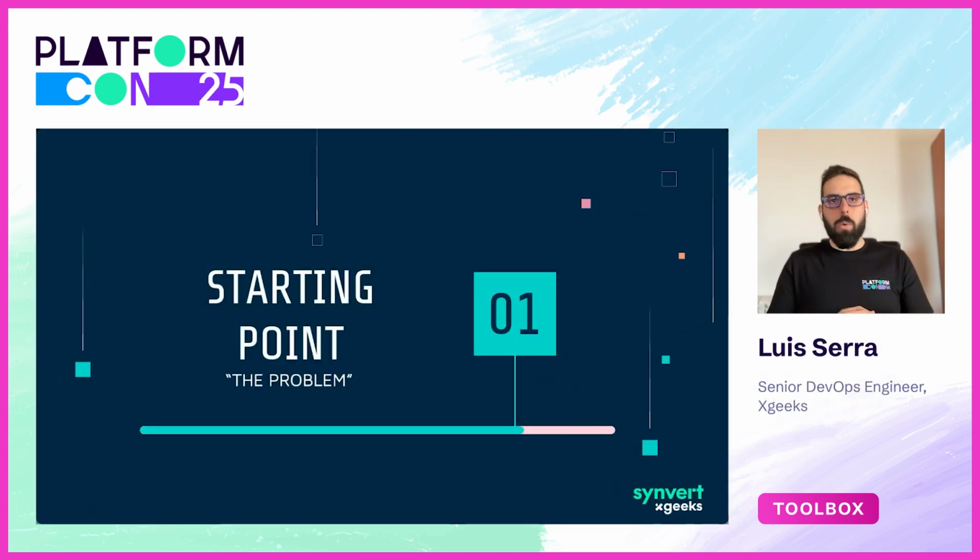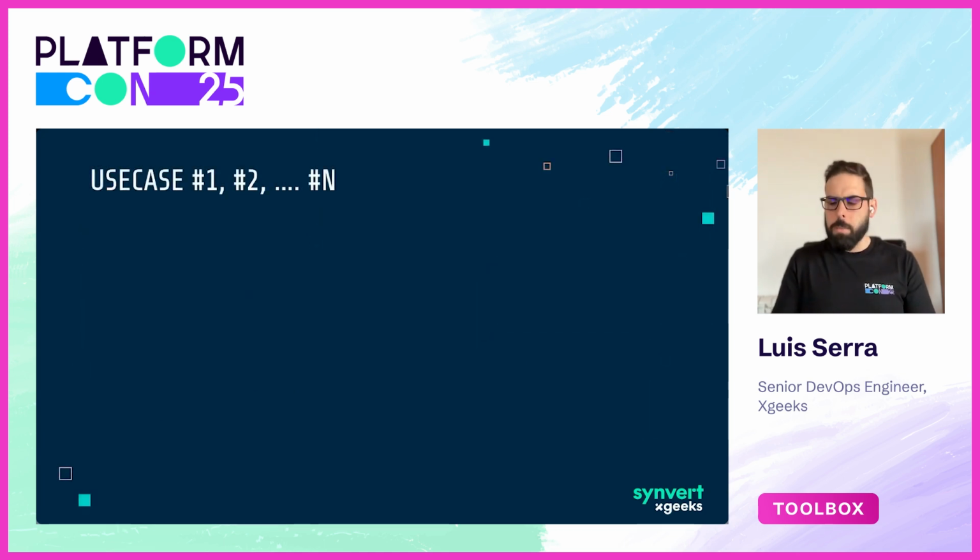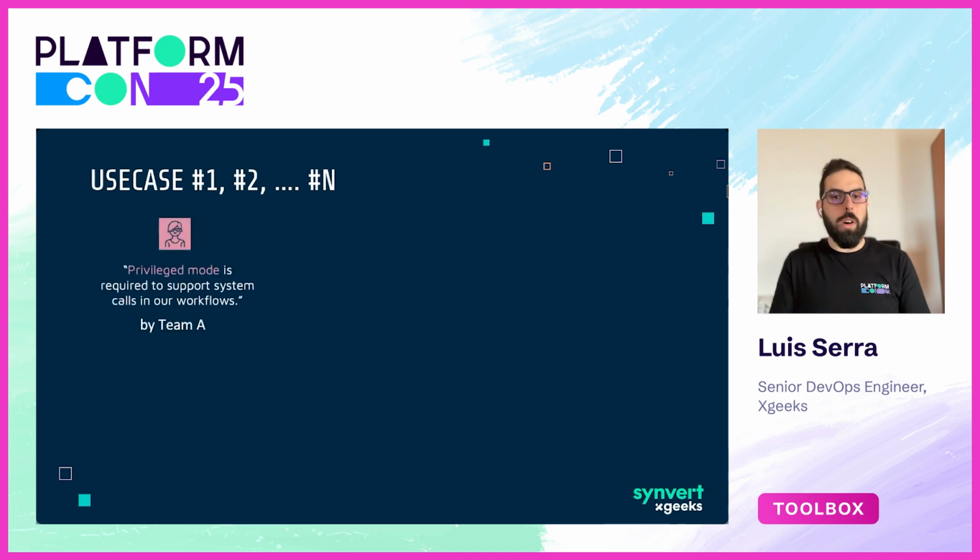So let's start directly with the problem, or the starting point, what we faced when we entered this project. Imagine that you are a DevOps engineer who is part of a DevOps team, and one of your responsibilities is to manage GitLab runners to accommodate your team's workloads or pipelines. And you receive a request from team A saying privilege mode is required to support system calls in our workflows. And you set up a runner specific for this use case, right?